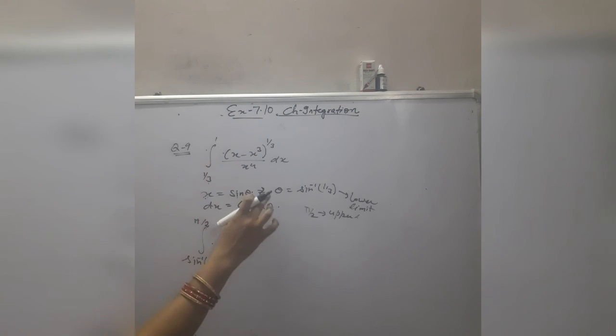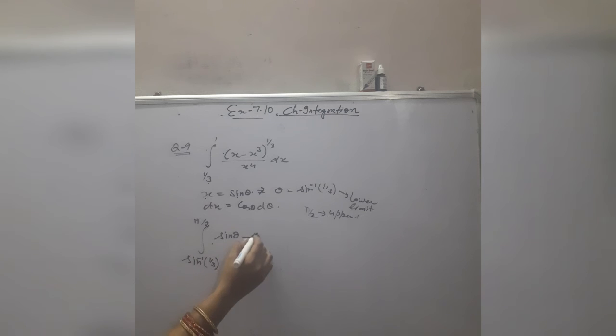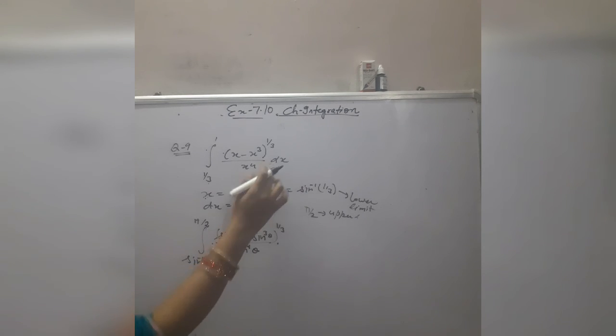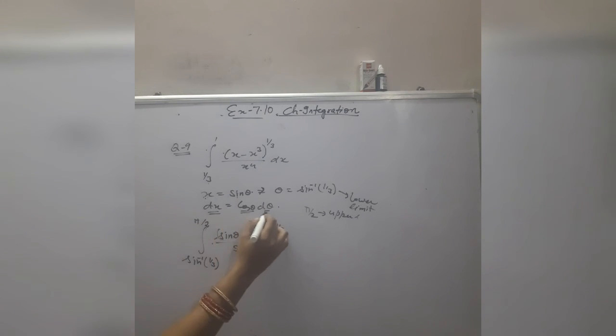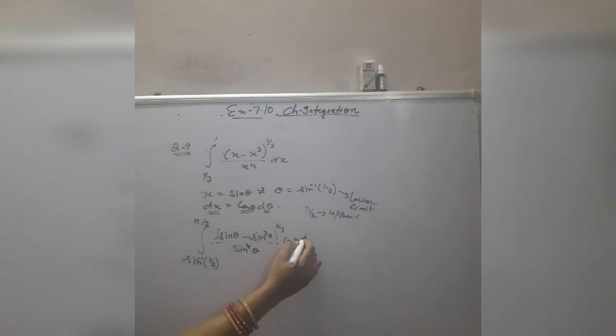And here if in place of x you put sine theta, then it becomes (sine theta minus sine cube theta) whole raised to power 1 by 3 divided by sine raised to power 4 theta into what is dx. dx is equal to cos theta into d theta, so it becomes cos theta into d theta. Now taking sine theta common, but the power is 1 by 3, so you will take this power also common, it becomes sine theta raised to power 1 by 3.